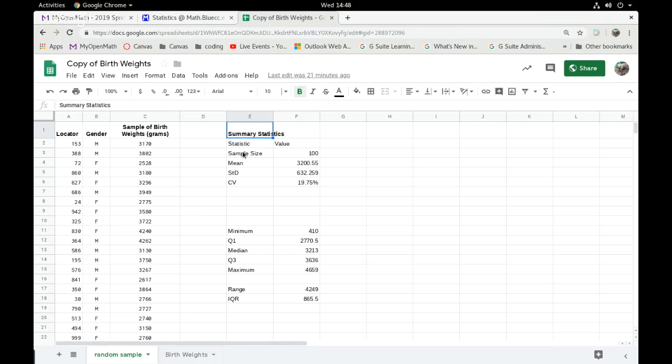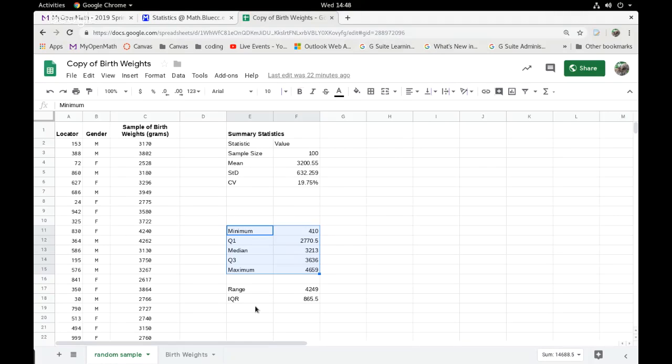So common summary statistics, I need to know the sample size. We need to know the mean, the standard deviation. And since you can't talk about the standard deviation without talking about the mean, we want the coefficient of variation, which is always the standard deviation divided by the mean. Other things I want are the 5-number summary, so I can make a box plot. StatKey is a great place to go for a box plot. And then the range and the IQR, so for some measures to talk about variability.